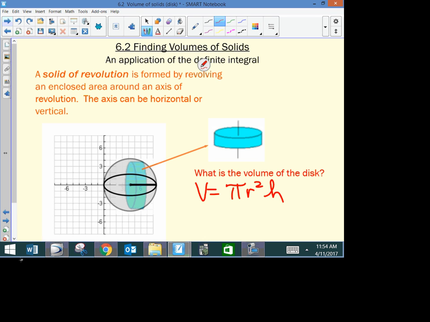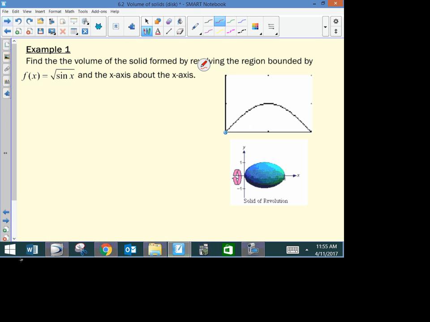Now, h, remember they're all sitting like this. This is not an excellent picture, but they're all going to sit like this. So you're looking at a circle, almost like a CD but with no hole in it, and you're lining them up. They're different sizes. So here's f of x equals radical of sine of x, and this is what we create when we rotate it about the x-axis.